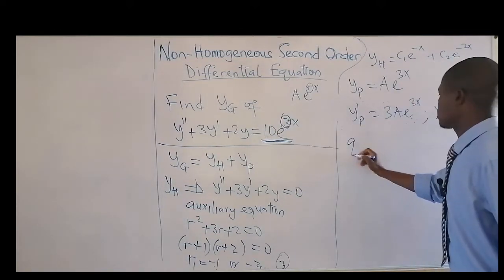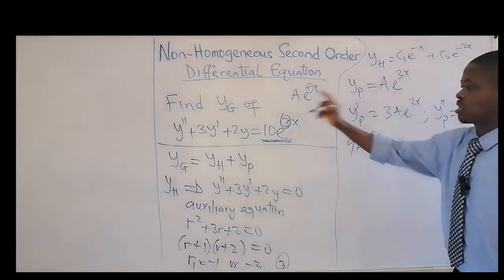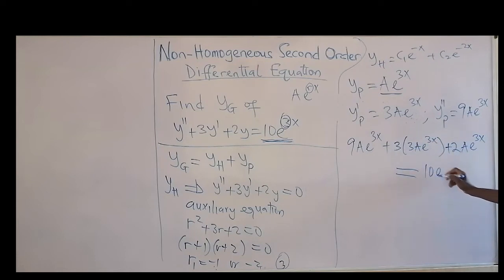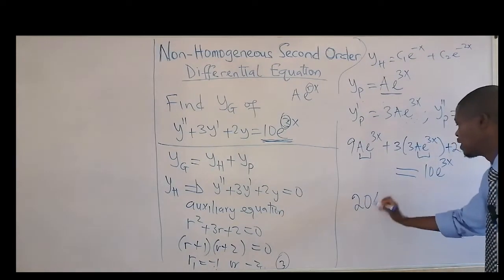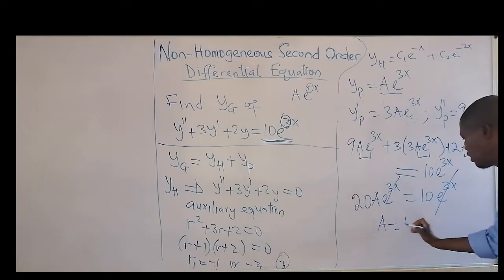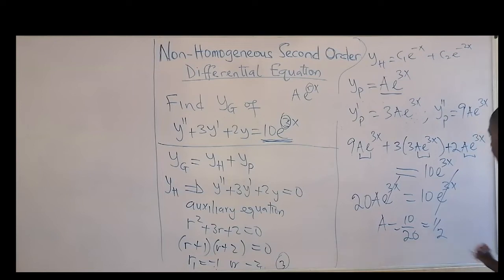Second differential, which is 9A e^(3x), plus 3 times your first differential, plus 2y. Your y is A e^(3x), and the right side is 10 e^(3x). Then let's begin to add together. You can see all of them are A e^(3x). So 9 plus 9 is 18, plus 2 is 20. 20A e^(3x) equals 10 e^(3x). The e^(3x) will cancel, and A is equal to 10 over 20, and that's a half. So I've gotten my A now.